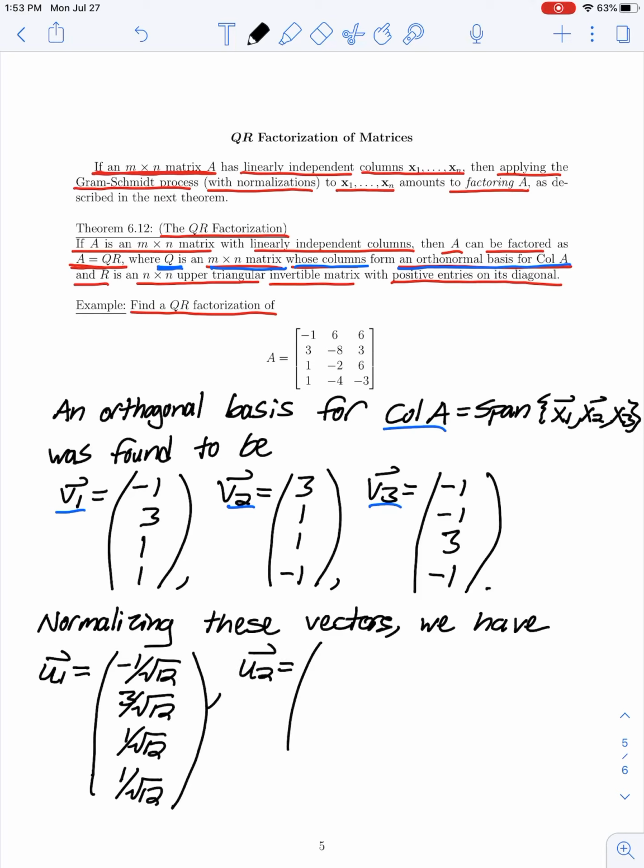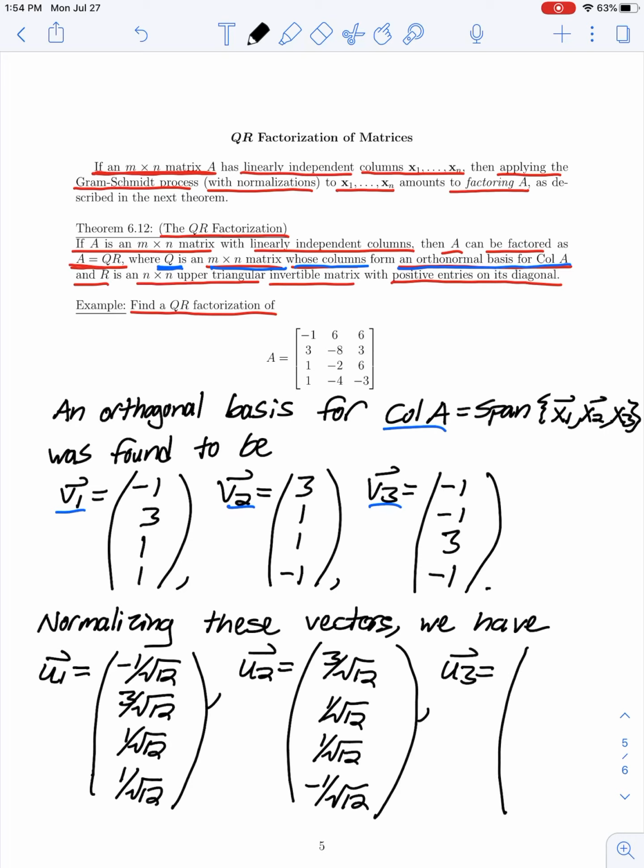u2 would be the vector v2 divided through by its length, which is also root 12. So we would have 3 over root 12, 1 over root 12, 1 over root 12, and negative 1 over root 12. And then u3 would be the vector v3 divided by its length, which is also root 12. So we would have negative 1 over root 12, negative 1 over root 12, 3 over root 12, and negative 1 over root 12.